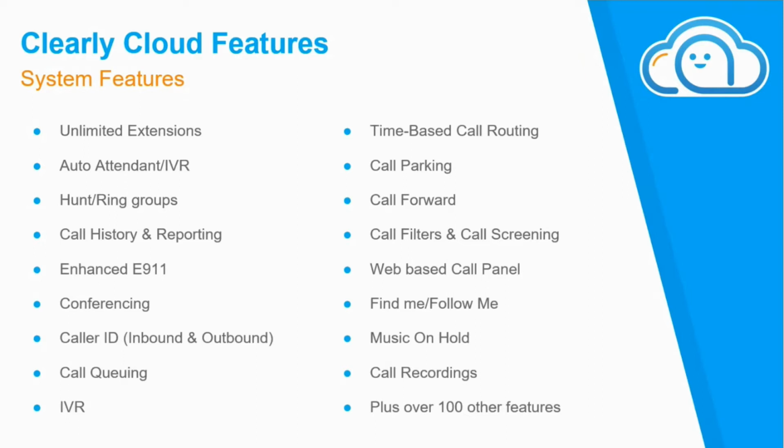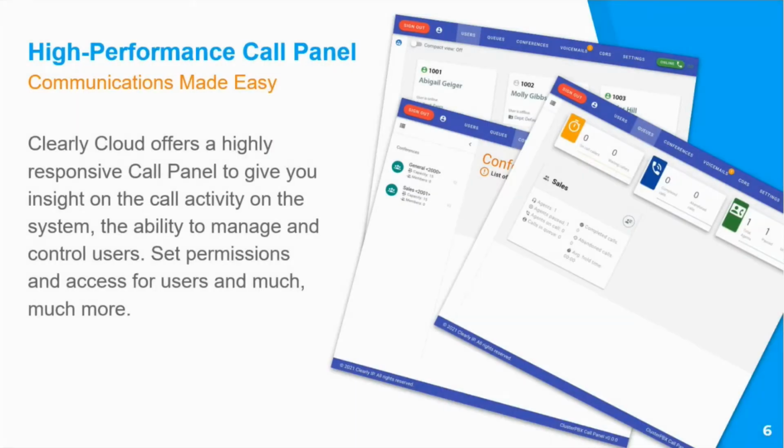You can elevate the quality and reliability of your business phone system by moving to Clearly Cloud. Setup is quick and easy. And again, there's no hardware required. The main navigation bar across the top of the screen will engage users with intuitive access to the call panel features in an all-in-one application.